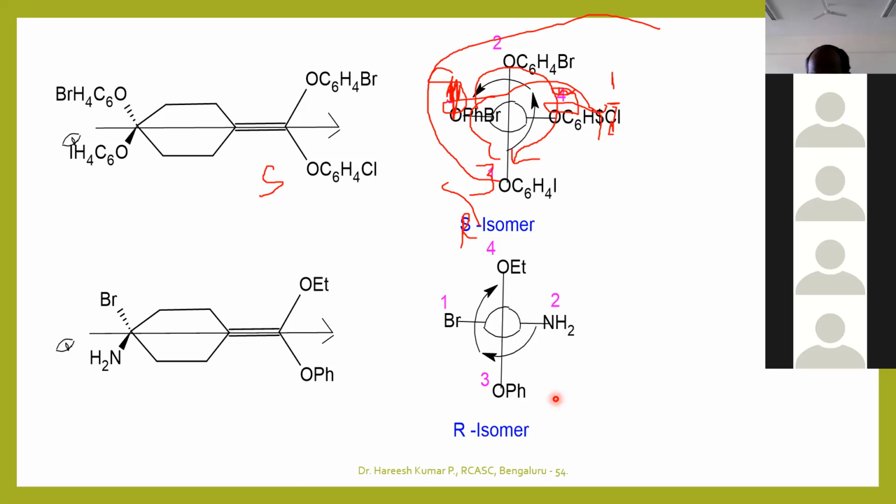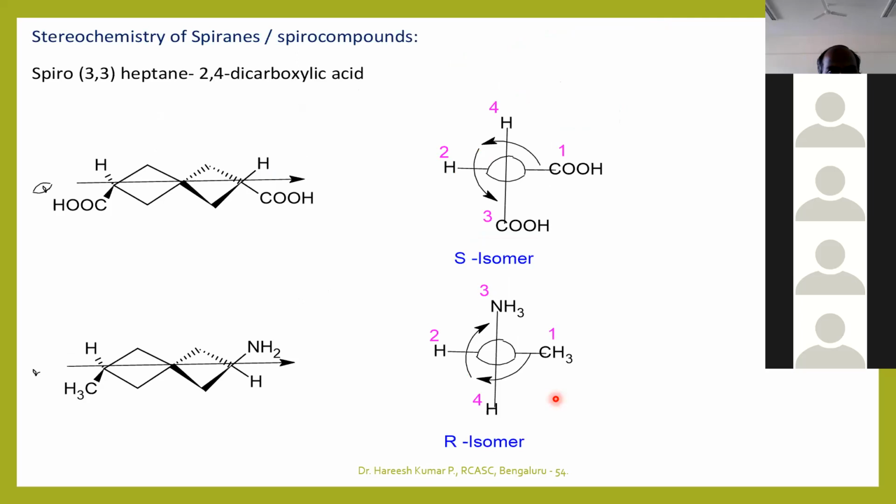This is how you can assign the configuration to the cycloalkylidene moieties. Now if we look into the spiro compounds, these types of molecules are called spiro compounds. This is an example of spiro[3.3]heptane. Why is it heptane? It contains 7 carbon atoms. You can observe that this is 1, this is 2, this is 3, this is 4, this is 5, this is 6, this is 7. It is a 7 carbon atom containing spiro compound.